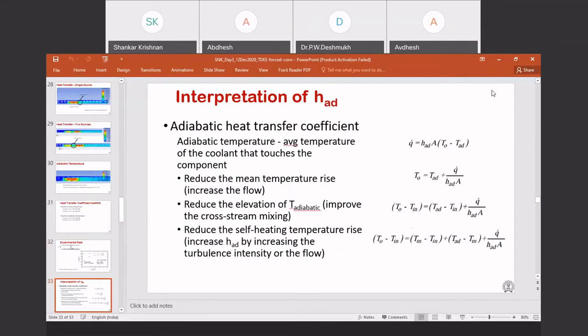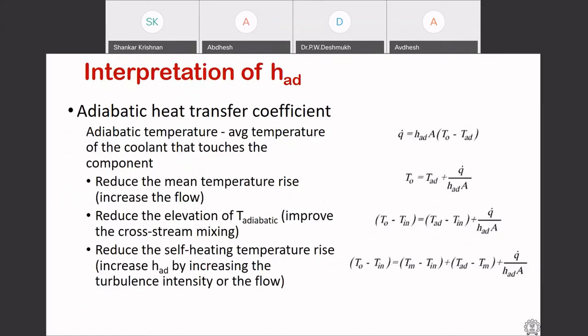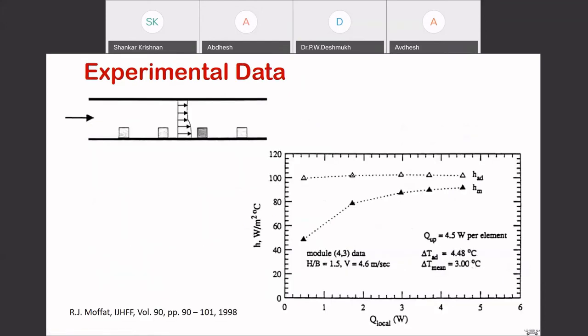So is there any question? Dr. Deshmukh, you may have used adiabatic temperature for some of your work with Professor Vedala. I don't know. Is that right? Okay.